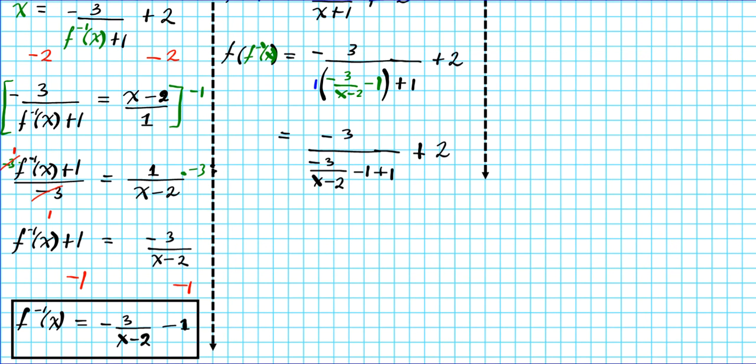Now what do you see happening in the denominator here? These are inverses of each other. They add up to 0. Minus 1 plus 1 is 0. So we are left with negative 3 divided by negative 3 over x minus 2 plus 2. Now we have two negatives dividing each other, so we can divide them out. Minus over minus is plus.